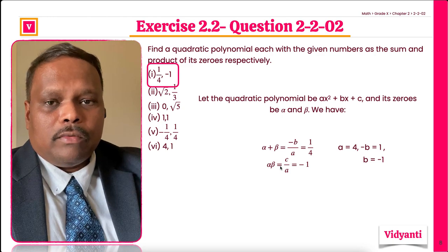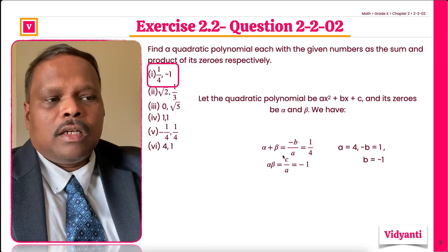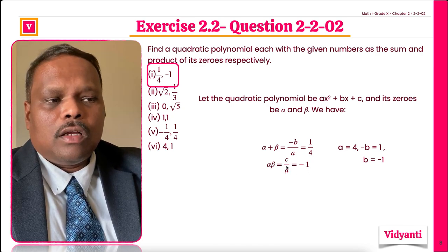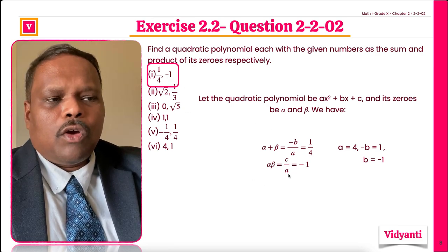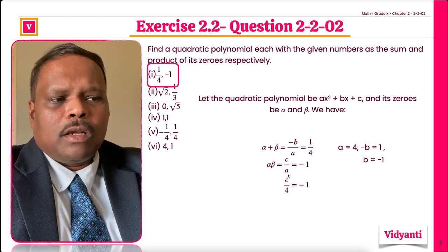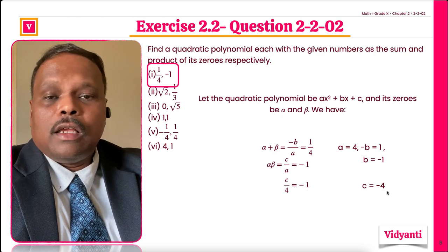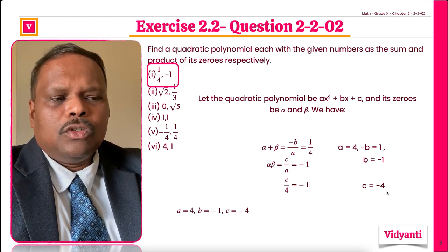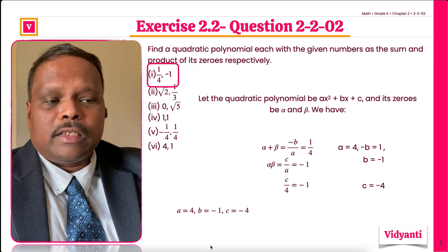We also have one more piece of information, which is the product of the roots, that is given as -1. So alpha beta, which is c upon a, where c is the constant, and again a is the coefficient of x square. C upon a, this is the formula, is -1, which is the given information. We already know that c is unknown and a is 4. So c, by cross multiplication, we get -4. So if you combine all the information, we have a as 4, b as -1, and c as -4.